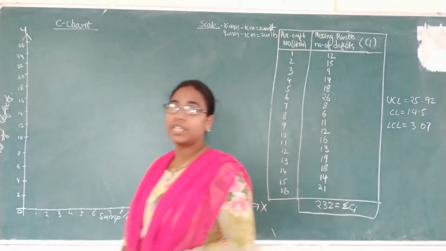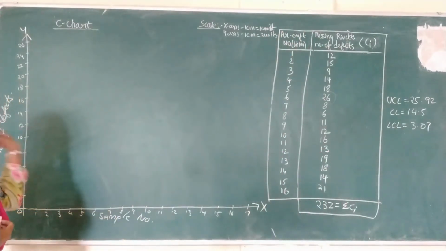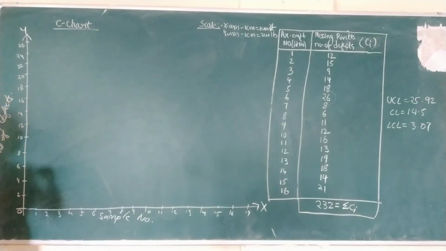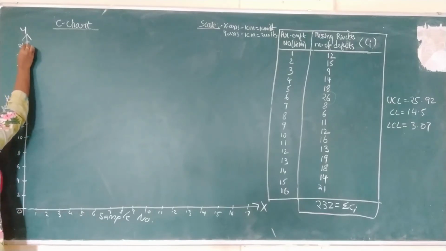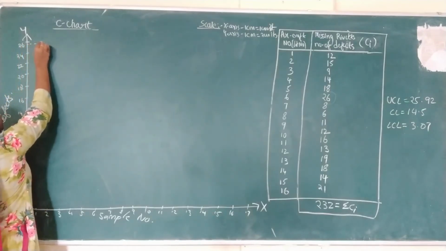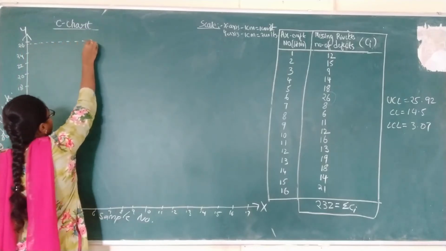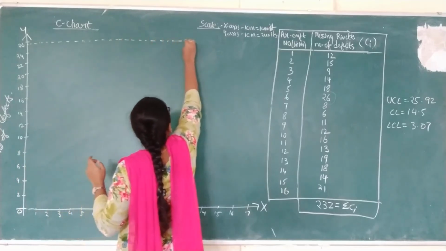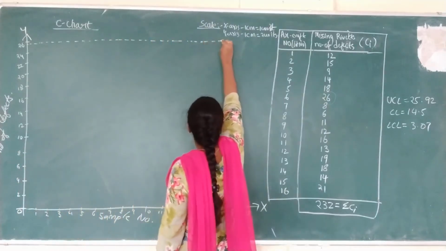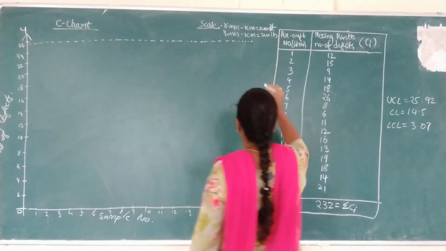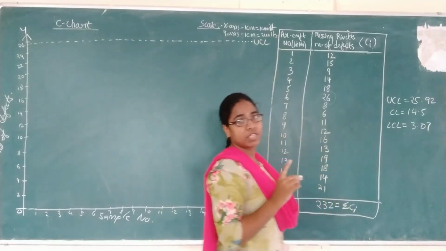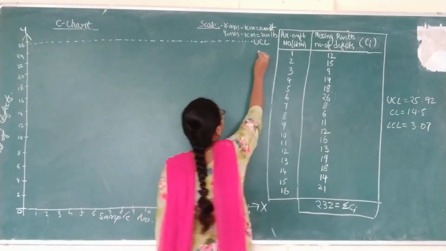Now start plotting the UCL value first. What is the UCL value? 25.9. So approximately equal to 26, but below 26 only. Draw a dotted line carefully. So this is our required UCL. You have to specify that. That is 25.92.